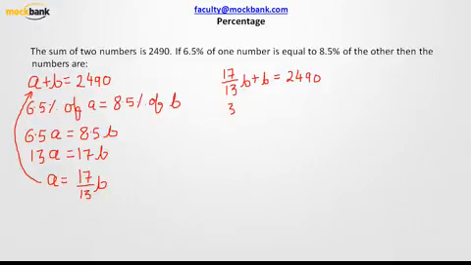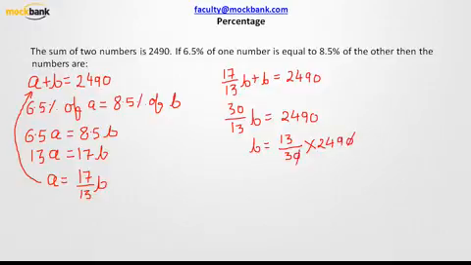So it is 30 over 13 B equals 2490. So B comes out as 13 over 30 into 2490. This 0 will get cancelled from numerator and denominator. Now B comes out as its value, and once you know the value of B, the sum of these two values is given, so you can find out what A is going to be. Is it simple?